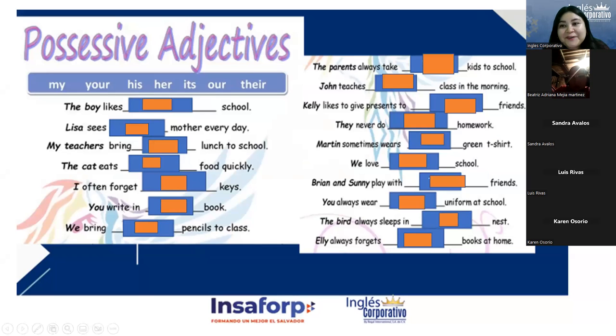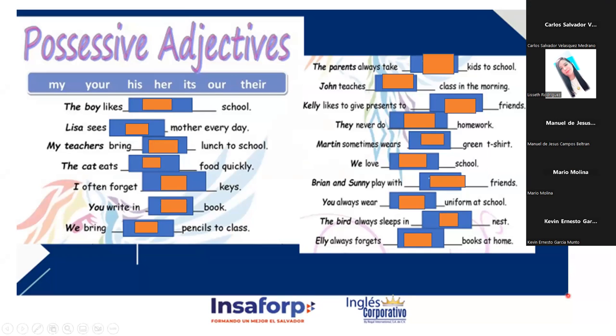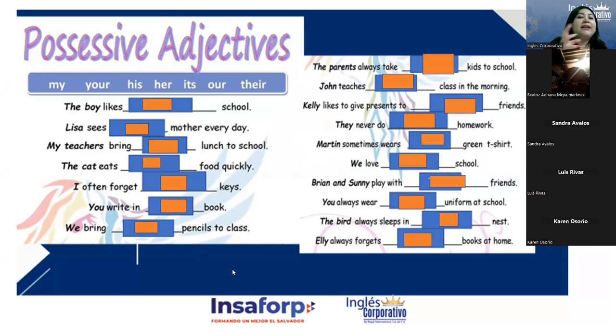Now I have a practice for you, my dear students. Tengo una práctica para ustedes. Ayer veíamos el possessive adjective, okay? Vi que lo manejaban muy bien, la pronunciation, me hicieron buenas oraciones. Ahora quiero ver cómo lo manejamos al momento de coordinar cuál vamos a utilizar. So, for that, I have this practice. We have 1, 2, 3, 4, 5, 6, 7, 8, 9, 10 sentences. Vamos a trabajar hasta la número 10.